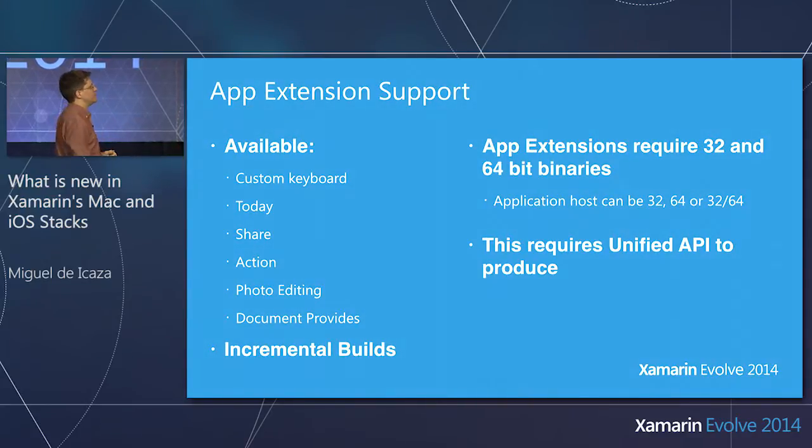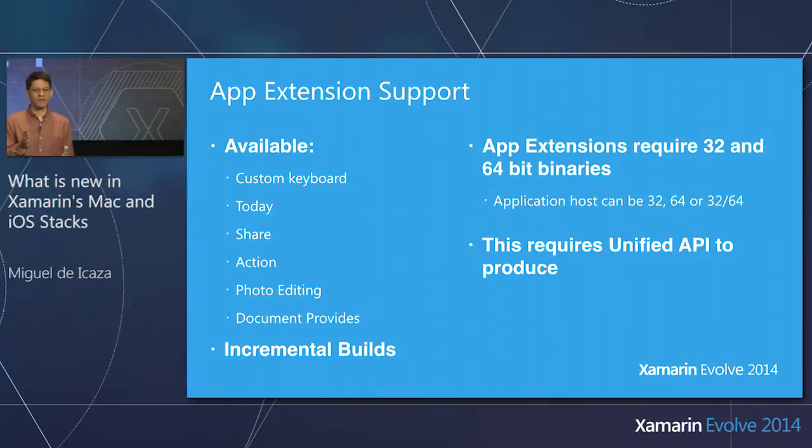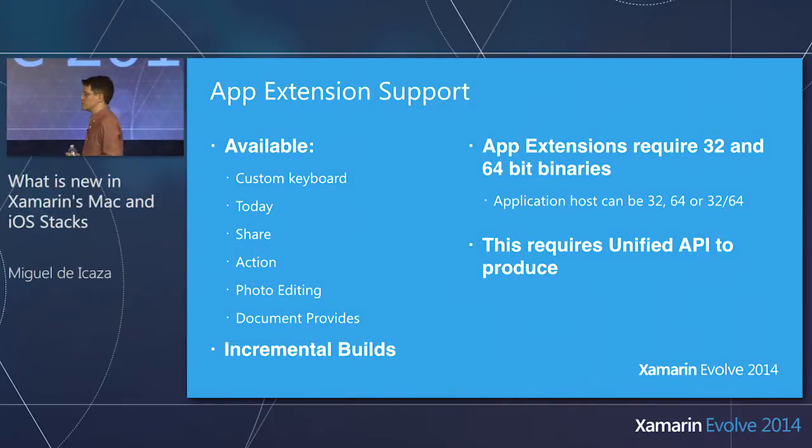Because of that, you must provide both. And that is the reason why we had to ship unified APIs, even if it was not ready. So if you're planning on building an app extension, you do need to embrace the unified API. Now, the good news is that if your extension doesn't share any code with your main app, you can still keep your main app on the classic API, and just build the new stuff using the unified API. So that's the reason why we had to ship it. We were not ready to ship it. We had to ship it to support app extensions.